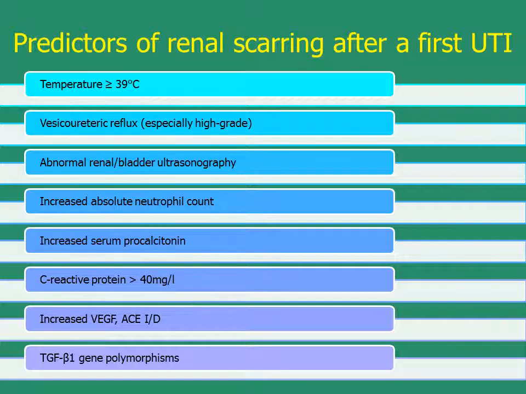Predictors of renal scarring after a first UTI include temperature ≥39 degrees Celsius, vesicoureteric reflux, especially high grade, abnormal renal/bladder ultrasonography, increased absolute neutrophil count, increased serum procalcitonin, C-reactive protein ≥40 mg/L, and VEGF, ACE I/D and TGF-β1 gene polymorphisms.